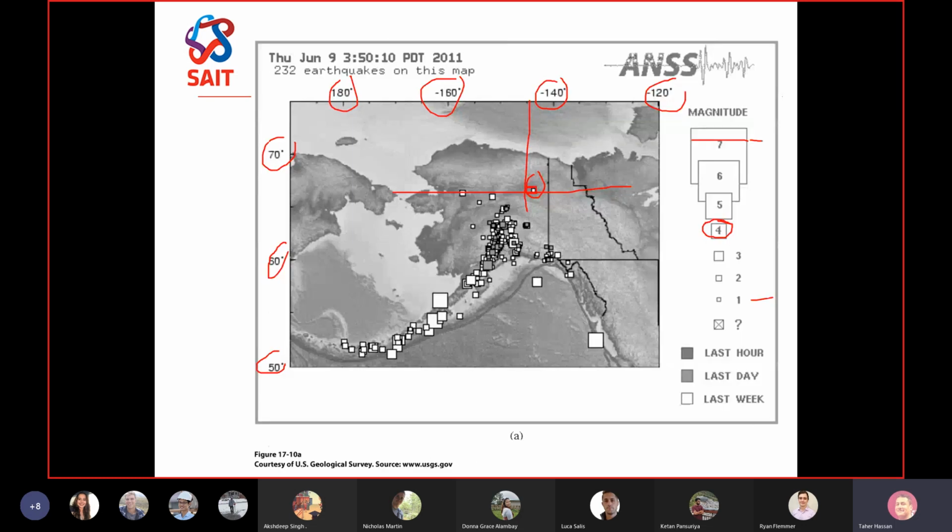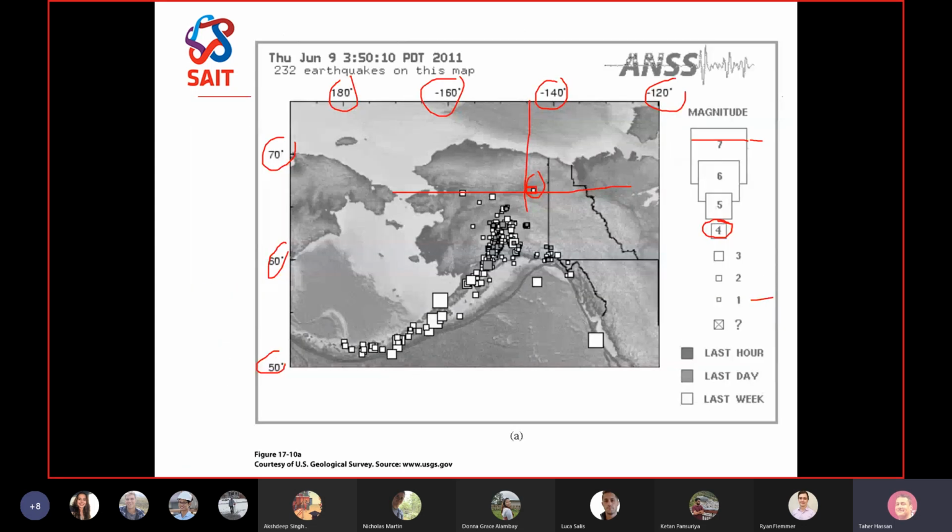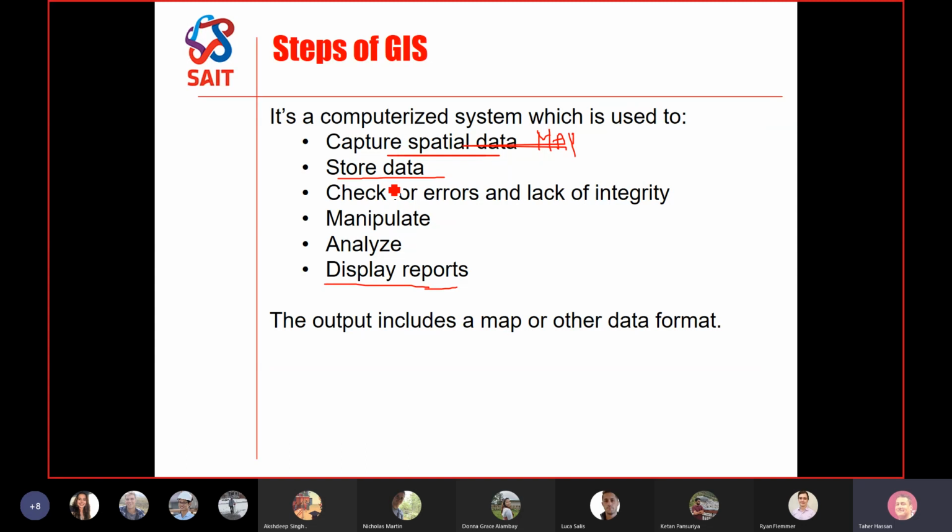Okay. For example, this one is your last step, creating this map. Before this step, remember, you have to go through all these steps, starting from data capture, acquiring your map, picking the format of your data, making sure your data is free of error, and then doing some manipulation. And I'll talk about this one in detail in the next class. Do some analysis, and then finally print some report for a decision maker.